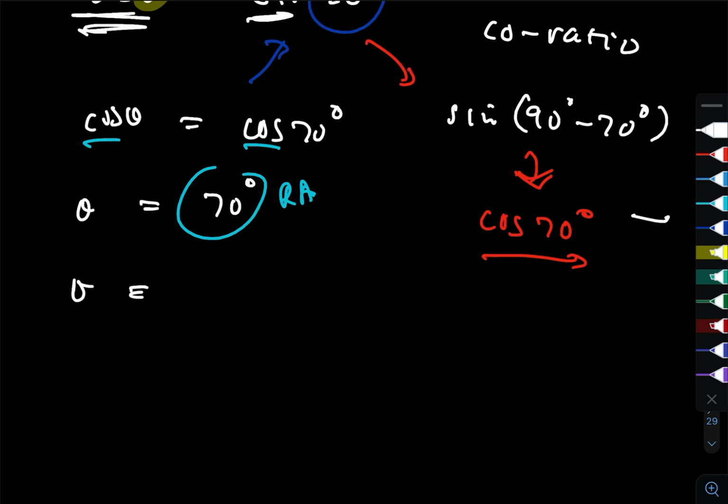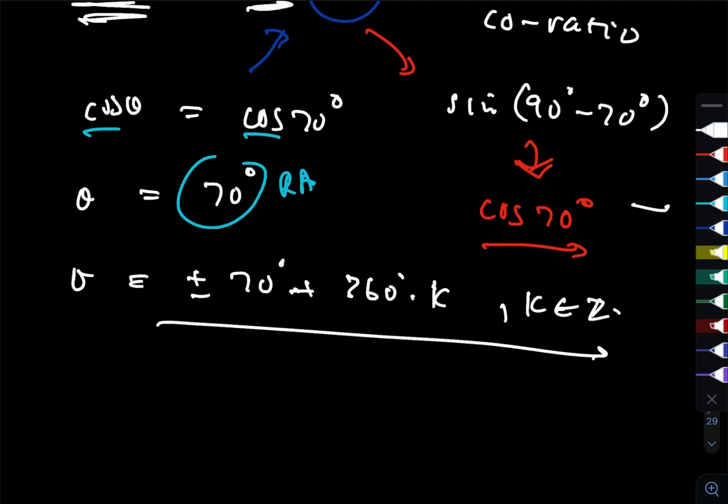All right, so this is going to be plus or minus 70 degrees plus 360 degrees times k, where k is an element of z. Now that we're looking for a general solution, so I'm done.